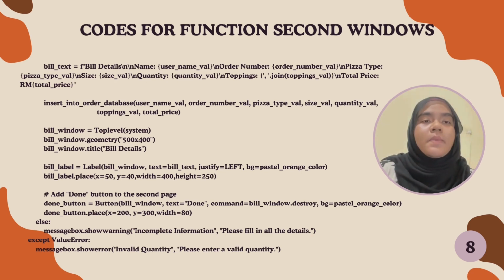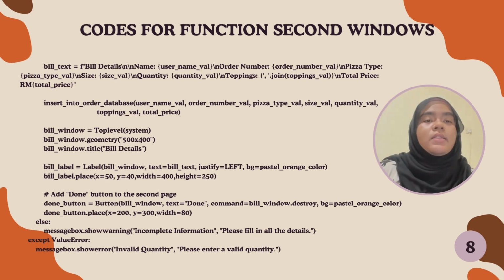And next is bill label dot place x equal to 50, y equal to 40, and width 400 and height is 250. Okay, this places the bill label at the specific coordinate x equal to 50 and y equal to 40, and the width 400 pixels and the height is 250.